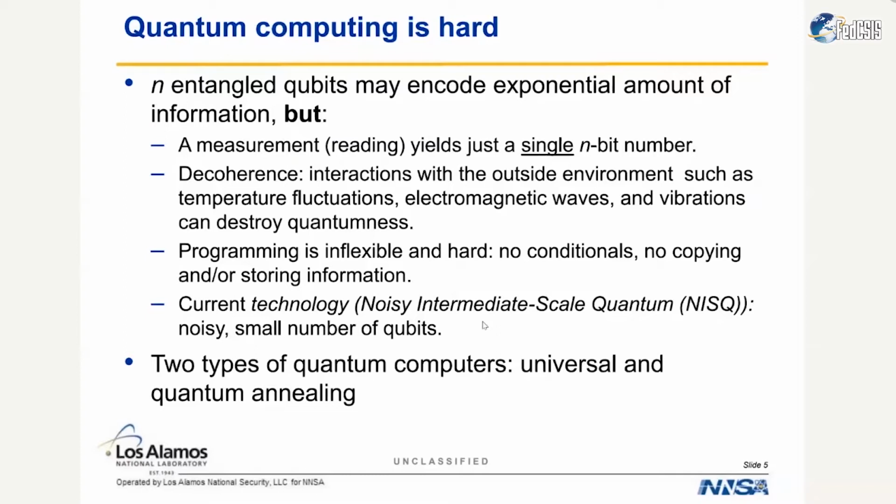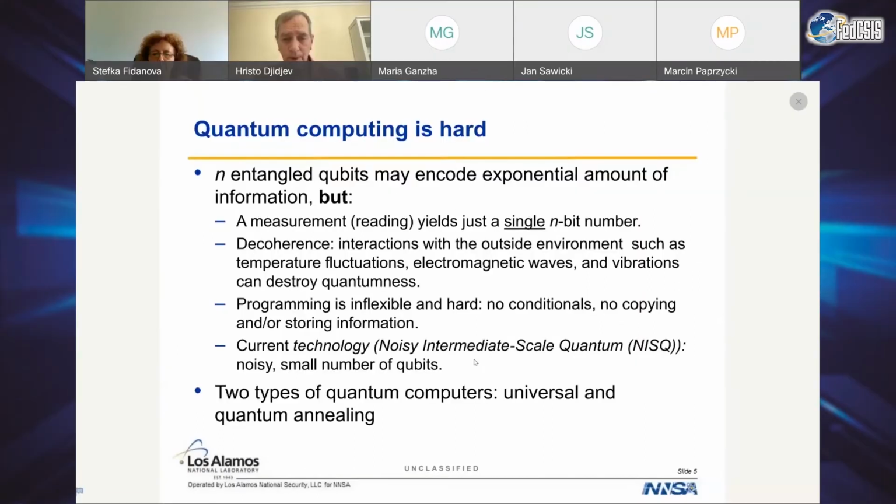The only thing we can do is a measurement, and when we measure, we just get one sequence of 0s and 1s, and it can be any of them. The probability is determined by those 2 to the n complex numbers, but we cannot observe those numbers. We can just experience them when we do a measurement of the qubits.